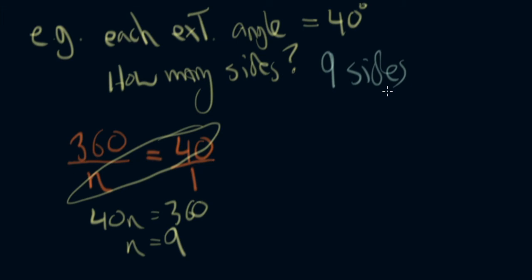Yay. 9 sides. And of course, a 9-sided polygon is called a nonagon. A nonagon. Bet you didn't know that one. Maybe you did. That's pretty cool if you did. Let's take a look at some other stuff.